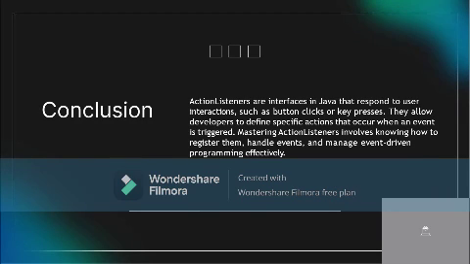Conclusion. Action listeners are interfaces in Java that respond to the user interactions such as button clicks or key presses. They allow developers to define specific actions that occur when an event is triggered. Mastering action listeners involves knowing how to register them, handle events, and manage event-driven programming effectively.